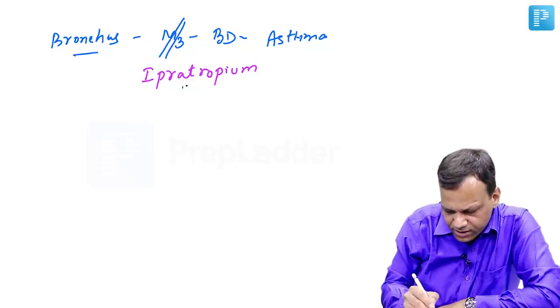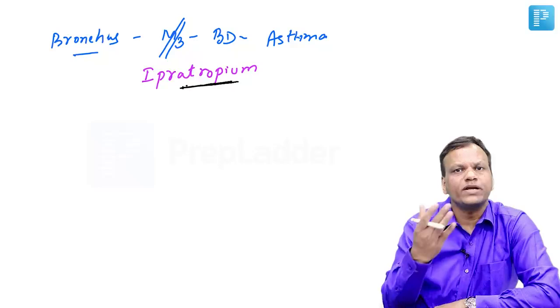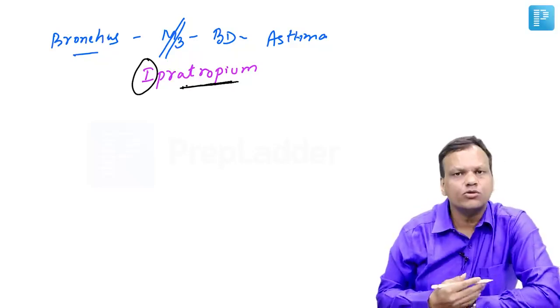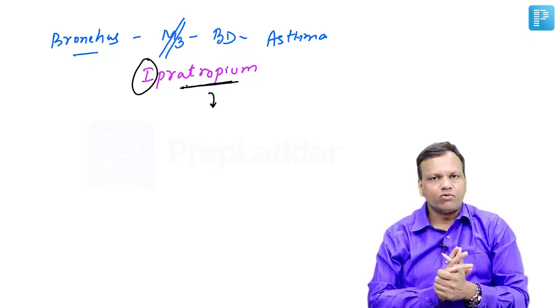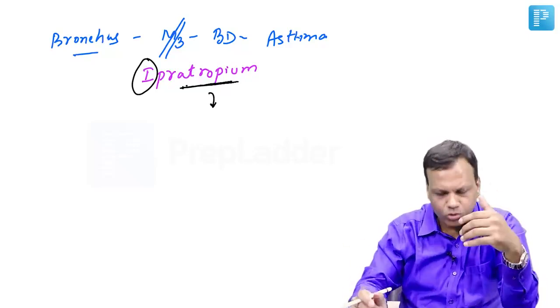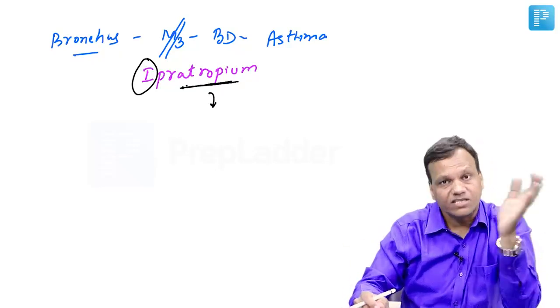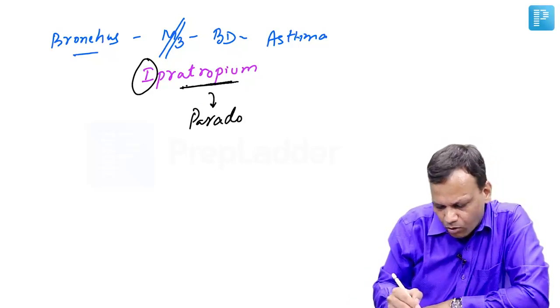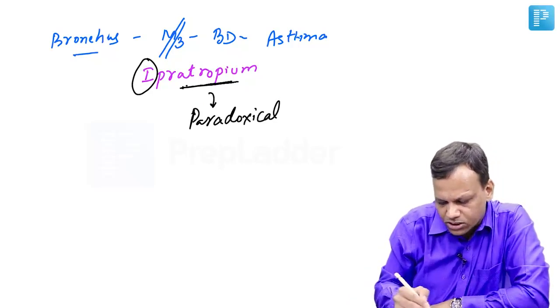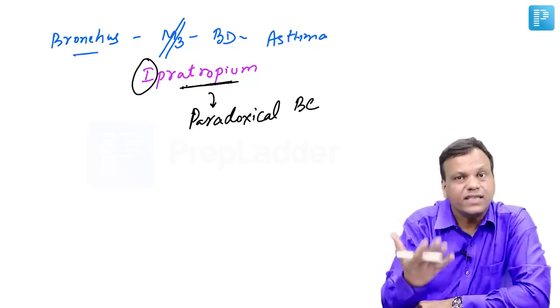Ipratropium, from the name you can find it contains atropine-like drug, given by inhalational route. We know that it should cause bronchodilation, but in some patients it causes bronchoconstriction. That is known as paradoxical bronchoconstriction. So why does this happen?